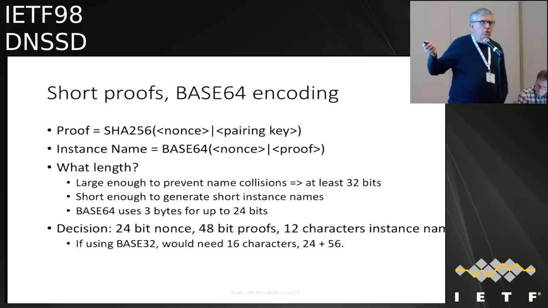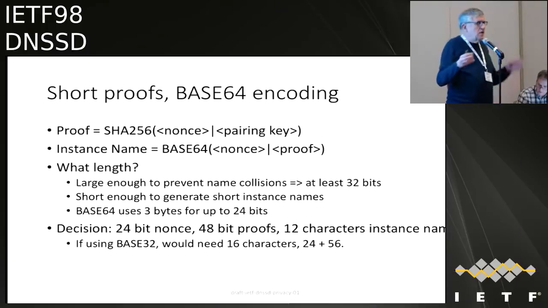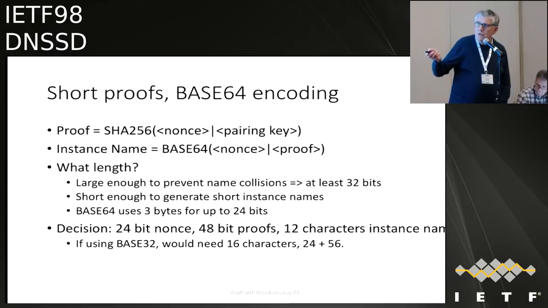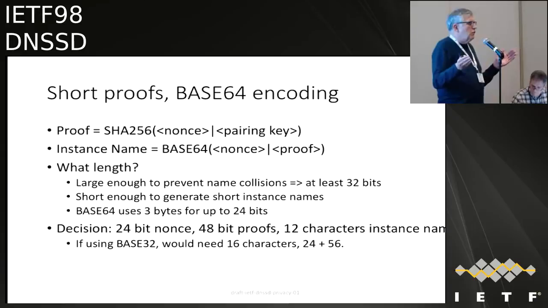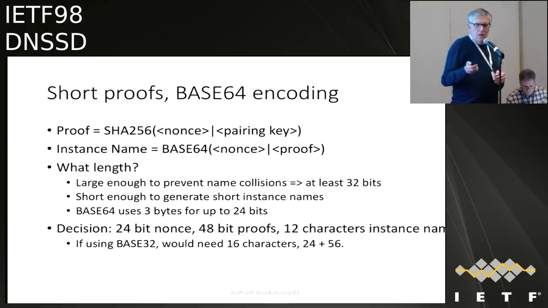Now, again, there's a trade-off. The proof shall be long enough to prevent collisions, but short enough that the instance names you generate don't create a lot of load and very long messages. We went into great detail about that. It turns out that to be long enough, you probably need at least 32 bits, given the number of devices on the network, the birthday paradox, and these kinds of things. It also turns out that in base 64, 32 bits and 48 bits are encoded with exactly the same number of characters. So in the draft, we propose a name composed of a 24-bit nonce and a 48-bit proof, encoded as 12 base 64 characters. That gives us nice properties in terms of message size and query size.